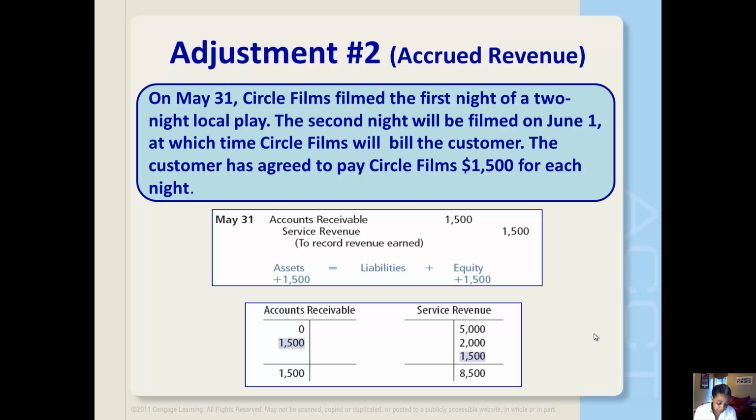Now on May 31st, Circle Films filmed the first night of a 2-night local play. The second night will be filmed on June 1st, at which time Circle Films will bill the customer. The customer has agreed to pay Circle Films $1,500 for each night. The trial balance does not reflect this because Circle Films has not issued a bill. So the adjusting journal entry adjusts receivables and revenues up. So adjusting journal entry number 2 is an accrued revenue. So we're increasing accounts receivable by $1,500 and increasing service revenue.